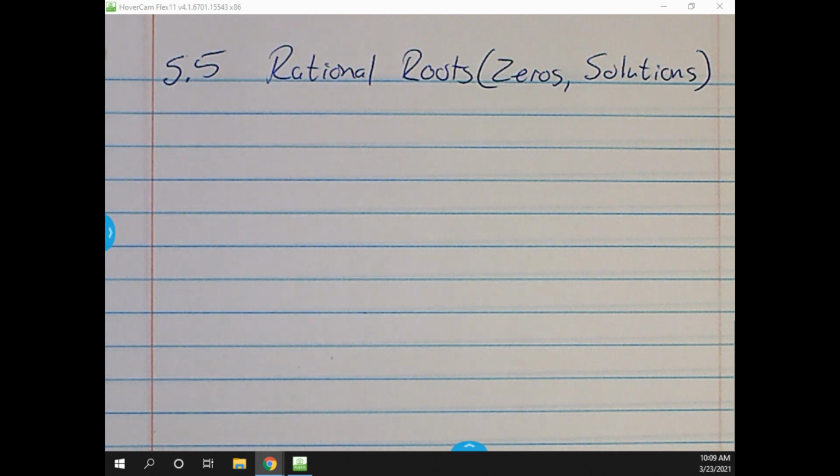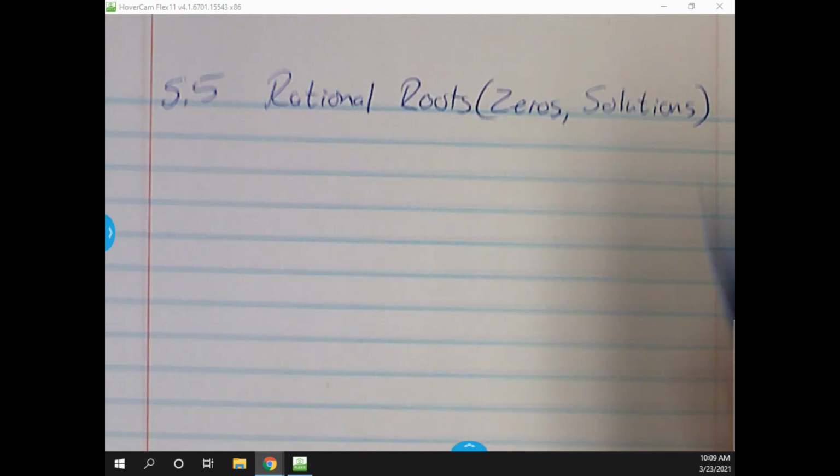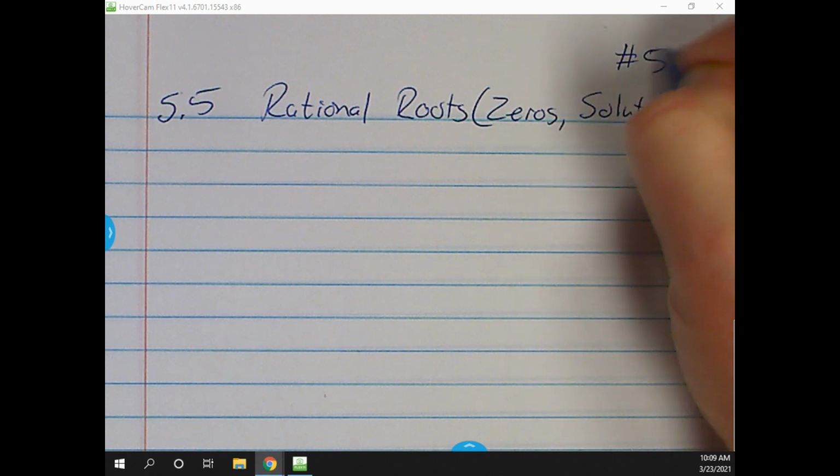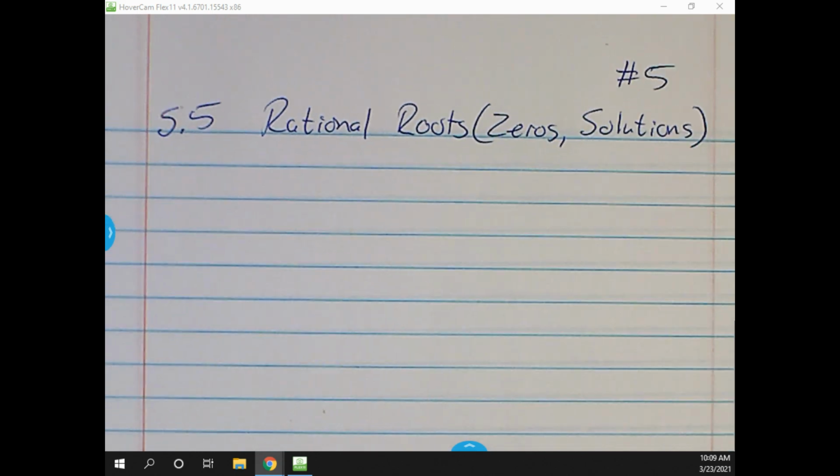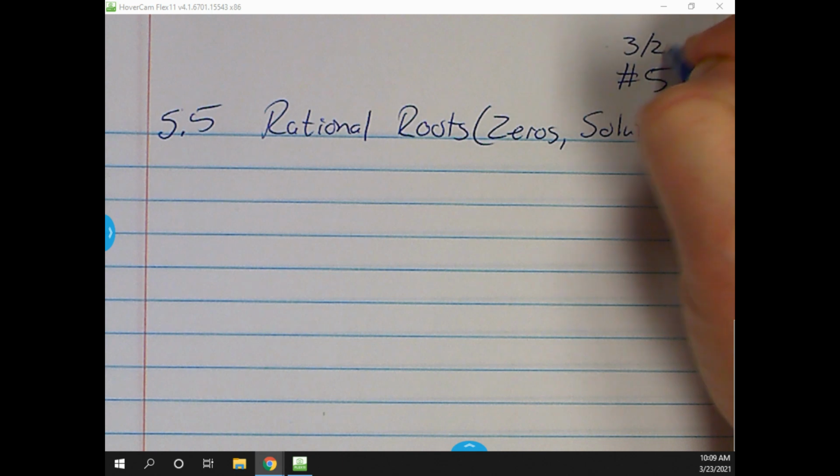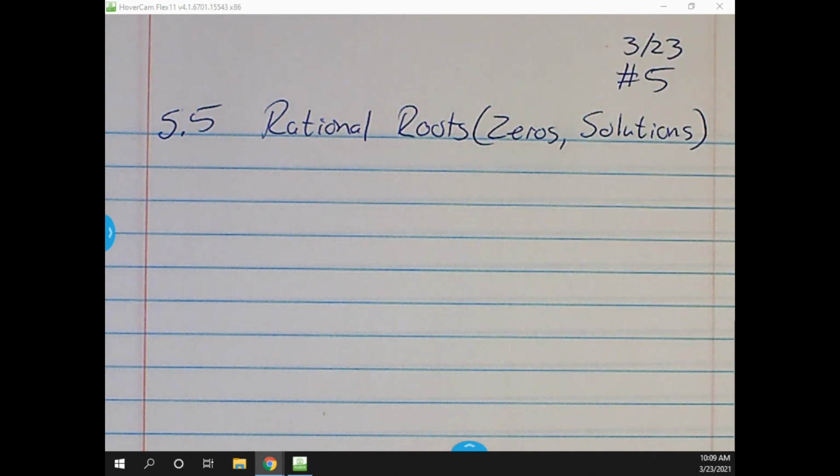rational means fractional, but again, fractional could also mean that the fraction is 6/1, so it's really just 6. So this is basically any kind of answer that could be a whole number or it could be a fraction, and these are the roots of the solutions that we've got going on here. Again, for keeping up with notes, this is for the second 9 weeks, number 5. If you keep up with the dates, today's the 23rd.